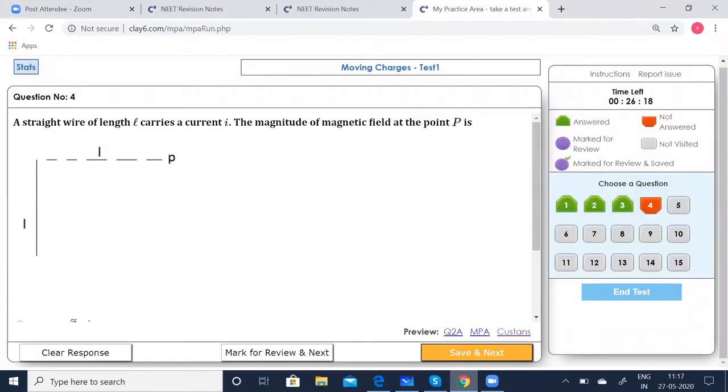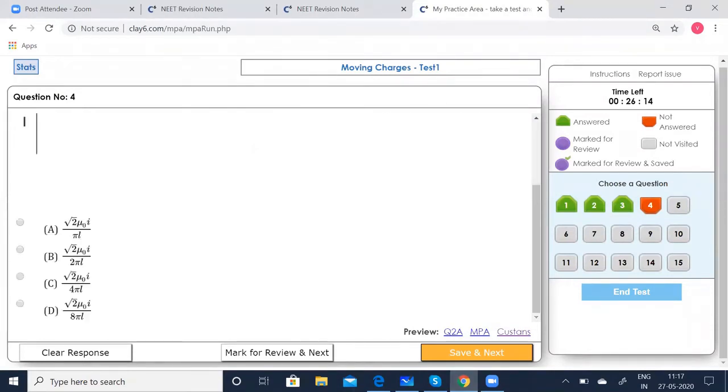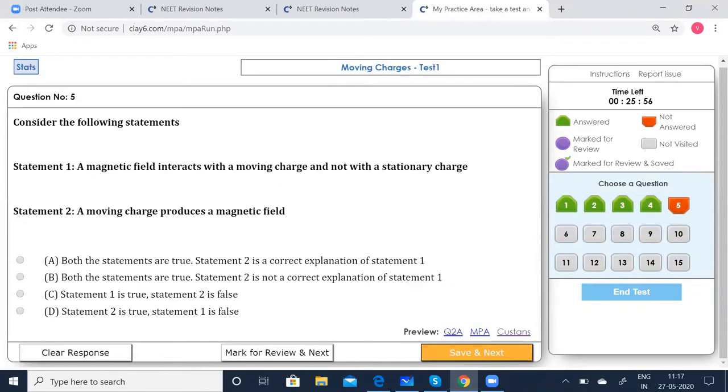So it is going to be the resultant of these two, so it is going to be 45 degrees. Which option can be correct? Option D can be correct, because you know sine 45 is 1 by root 2. Just substitute in the formula and you can see this is going to be root 2 mu 0 I by 8 pi L. Save that. Go to the next.